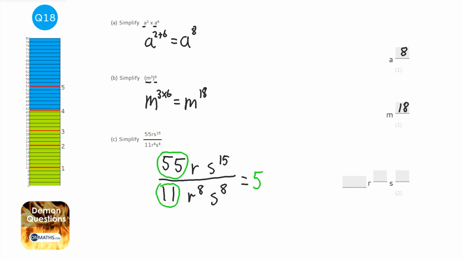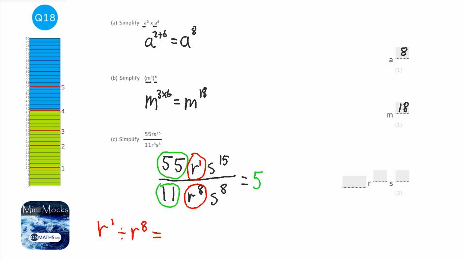Okay, so next one, we've got the r's that we want to divide. So we've got an r at the top and an r at the bottom. Now this r at the top is technically r to the power of 1. Now when we do r to the power of 1 divided by r to the power of 8, which I'm going to write out down here so I can show you, you take away the powers. So when you times them, you add the powers. When you divide, you take away the powers. So that's r to the power of -7.